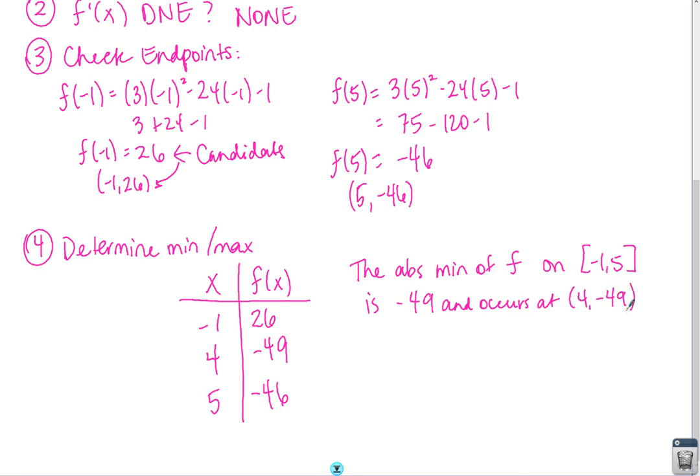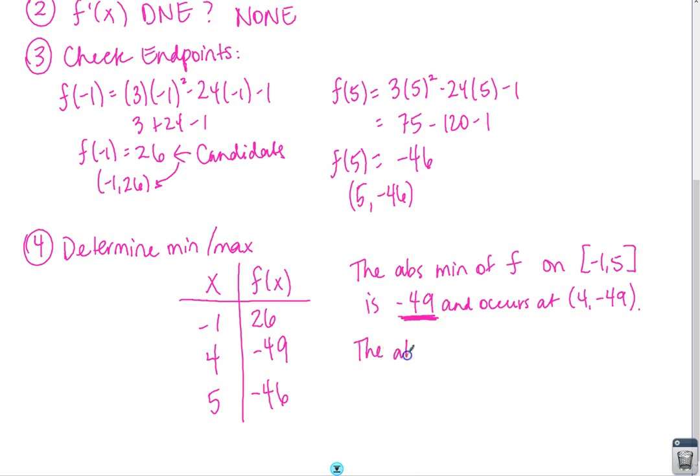Okay, so when they're asking specifically what is the absolute minimum or maximum, they are just looking for this value right here. I like to go a little extra and tell them that it also occurs at 4, -49, so we know where the x value is that this is located. But specifically, if they just wanted the absolute minimum or maximum, technically you only need this piece right here.